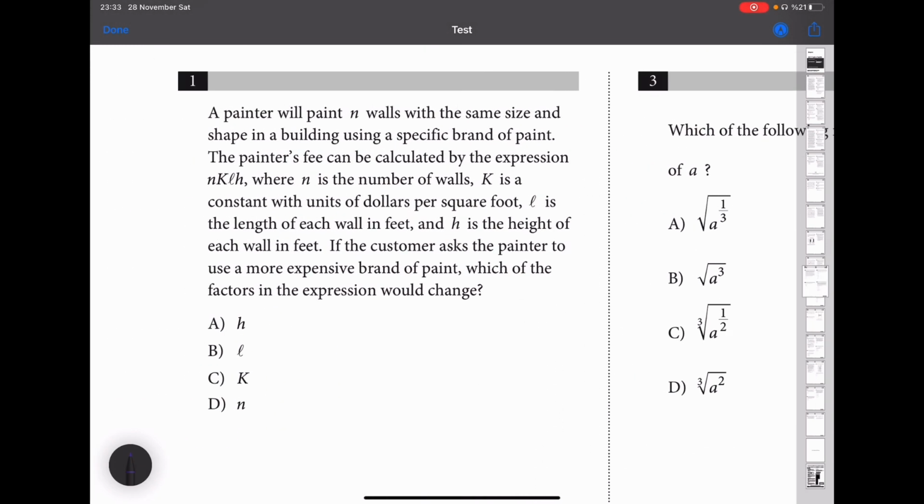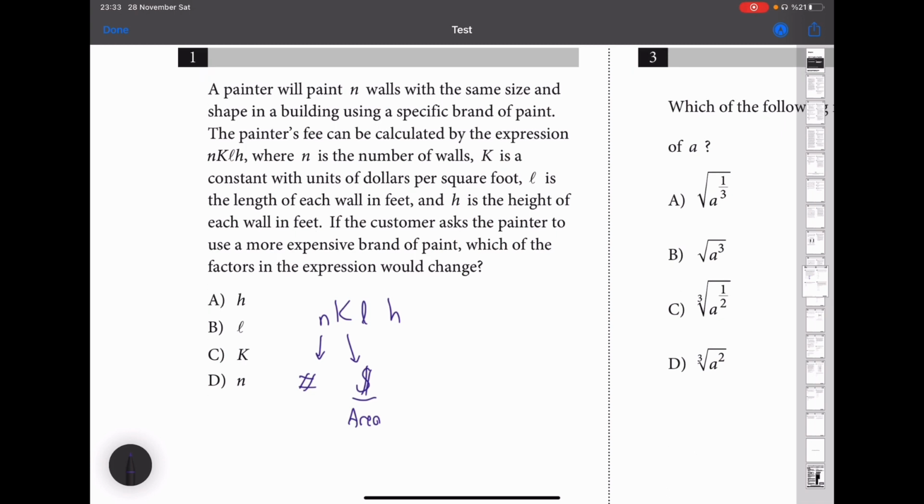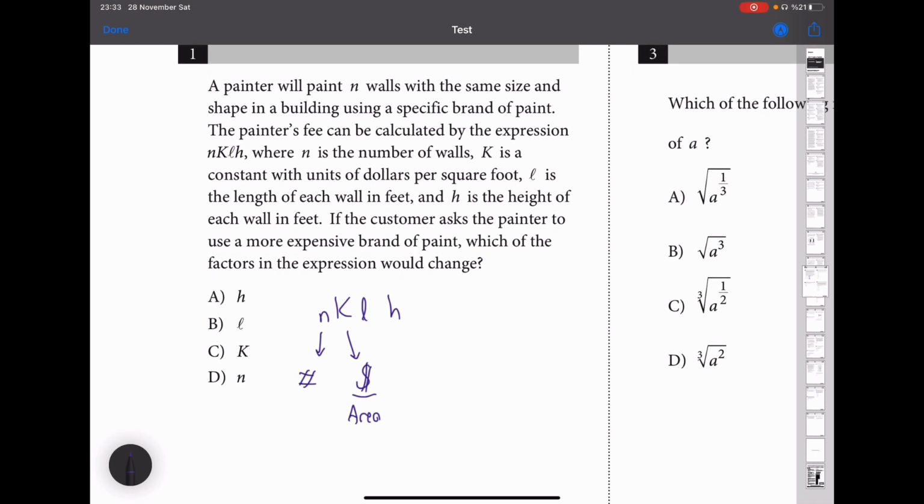A painter will paint n walls with the same size and shape in a building using a specific brand of paint. The painter's fee can be calculated by the expression nKLH, where n is the number of walls, K is a constant with units of dollars per square foot. I can write this as area. L is the length of each wall in feet, and H is the height of each wall in feet. So this is the area of the wall.